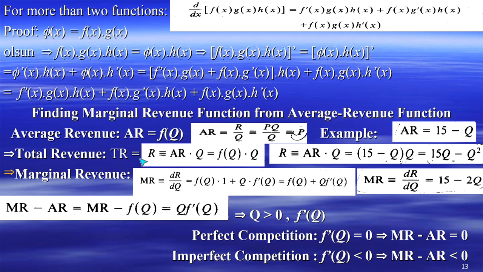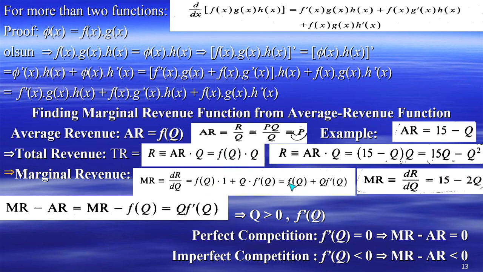But what is R or TR? It is f of Q times Q. So this is a product. So here we can use the derivative of the product formula, the rule we have seen and proven, in order to obtain the marginal revenue. So the derivative of the first one times the second one plus the first one times the derivative of the second one.